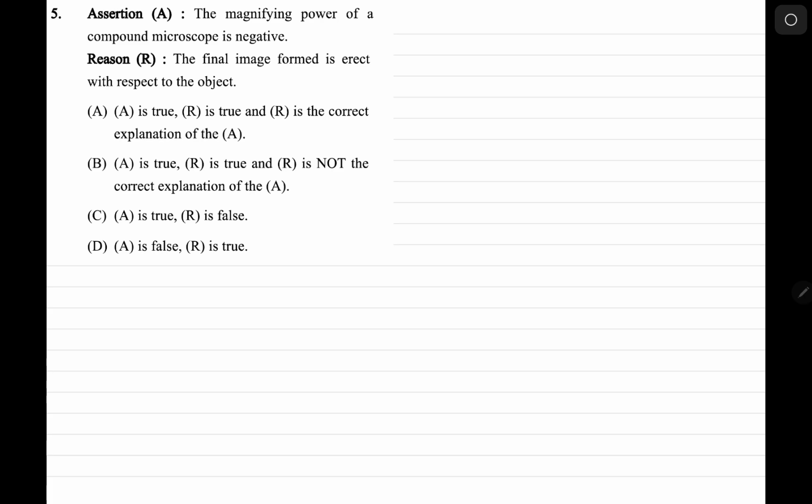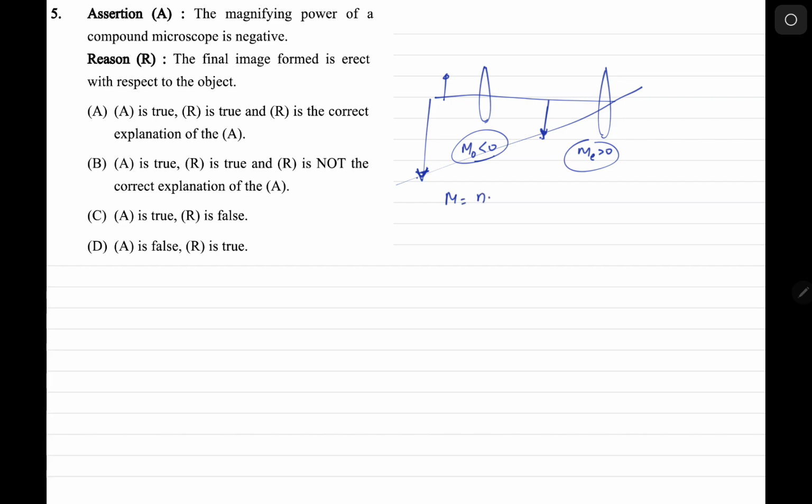Next, question 5, assertion reason. The magnifying power of a compound microscope is negative. If we see the magnifying power of the objective lens, when the object is here, we get an inverted image. So the magnifying power of the objective lens is negative. When we use the eyepiece, the eyepiece just magnifies the image. If it is inverted, we get the same erect image in the same direction. So magnification of the eyepiece is positive here. So the total magnification MO into ME will be coming as negative.